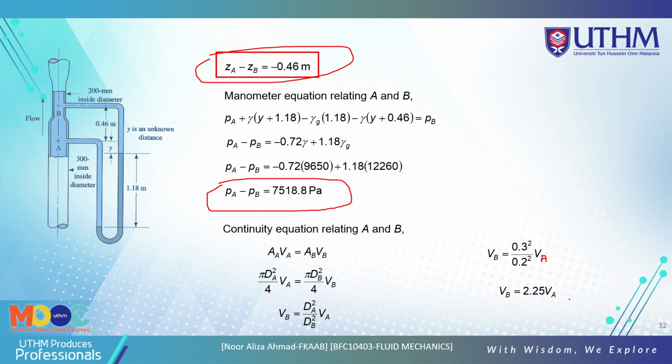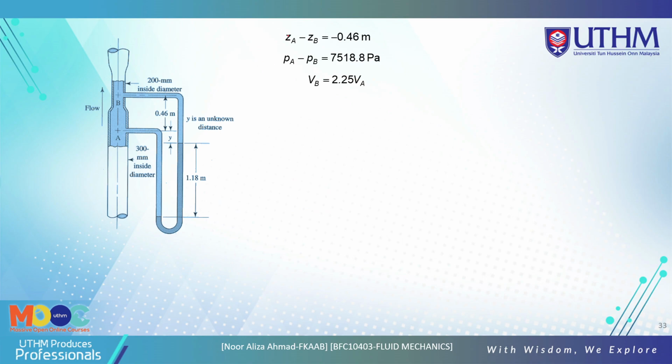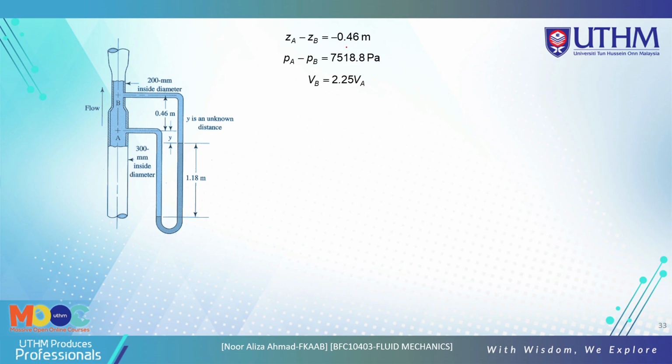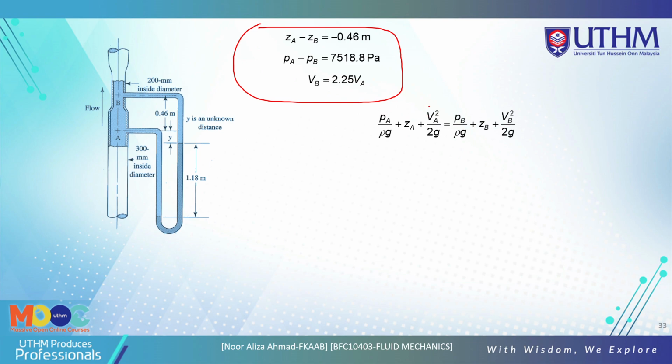So we know the value here, and we get the VB here. Now after we get ZA, ZB is negative, sorry, negative 0.46 here. So we know the pressure difference of PA to PB is this value, which we found from the previous slide. Use the Bernoulli equation from A to B here. Just put all the values here.